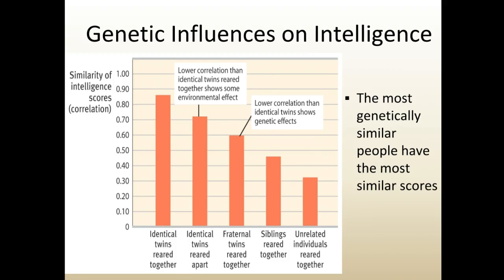Genetic influences on intelligence. You looked at this yesterday in your assignment for 8.3, but essentially what we find is that we see the most similarities in intelligence between identical twins who are raised together, which makes us think that there is something to be said about genetics and environment together.